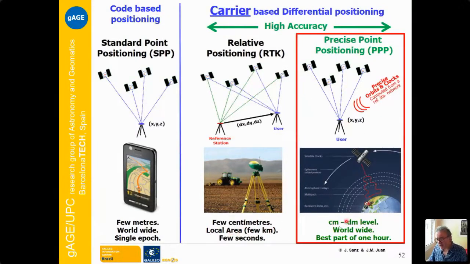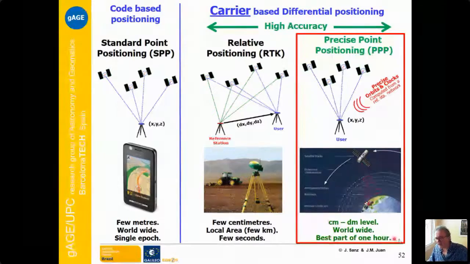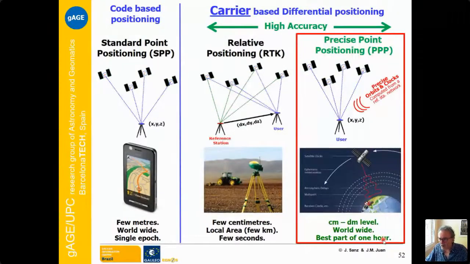In PPP, we will see this is worldwide. There is no limitation. The accuracy will be a little bit worse, centimeter, decimeter level. And the main problem is that it takes longer to converge. In order to achieve the centimeter, decimeter level, we need the best part of 1 hour. In this case, we use, as we commented before, precise orbits and clocks instead of a reference station.